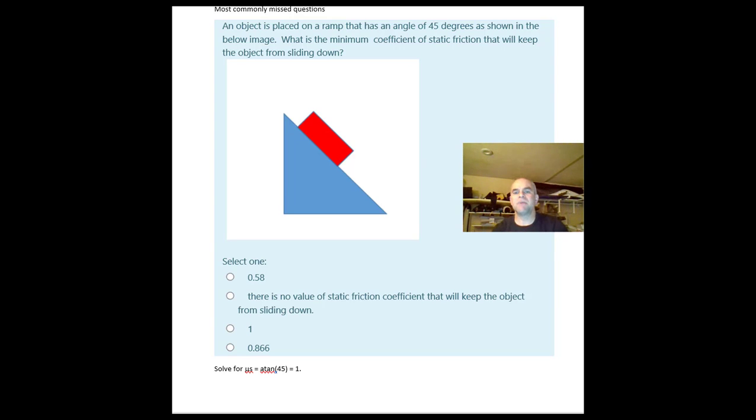So this question is about the coefficient of friction that is required to keep an object from sliding down a ramp. And that is always going to be the tangent of the ramp angle. So for an angle of 45 degrees, coefficient of friction of 1. If you took the tangent of 45 degrees, you'd get a value of 1. That's the coefficient of static friction that would be required to keep the object stationary. That's the threshold value. Anything below that, the object would slide. Anything that or greater, the object would stay there.